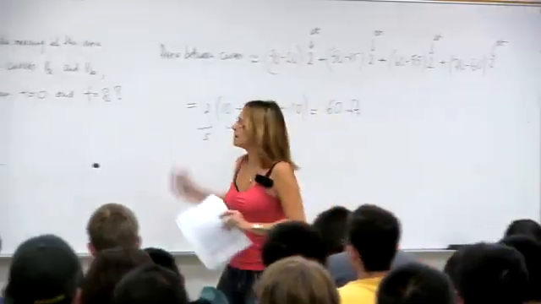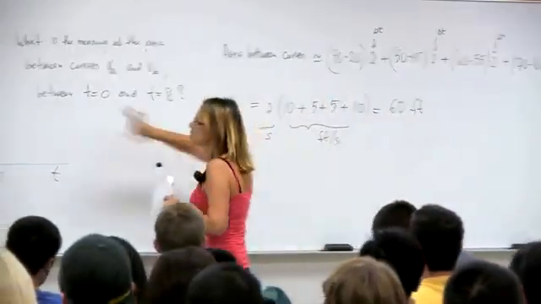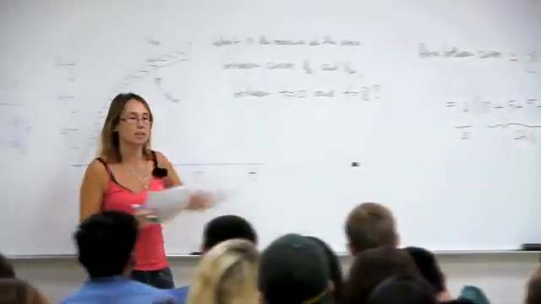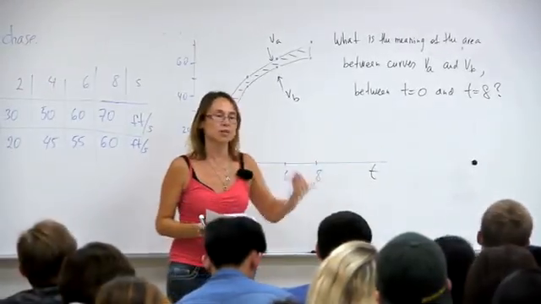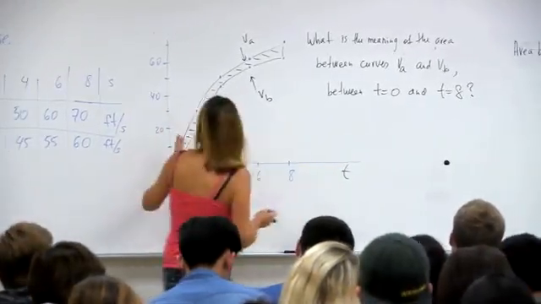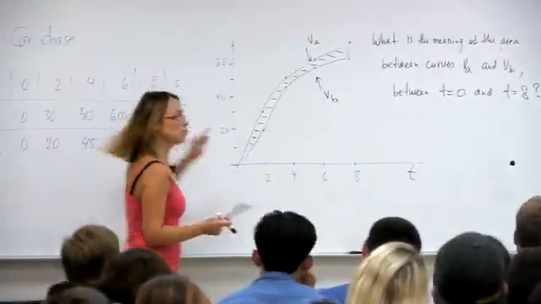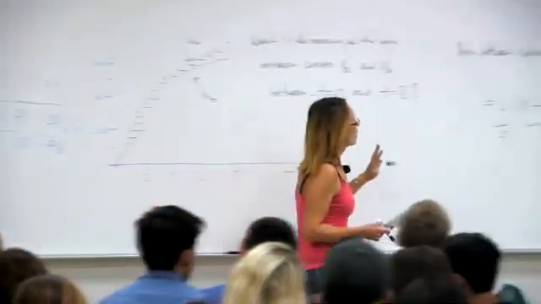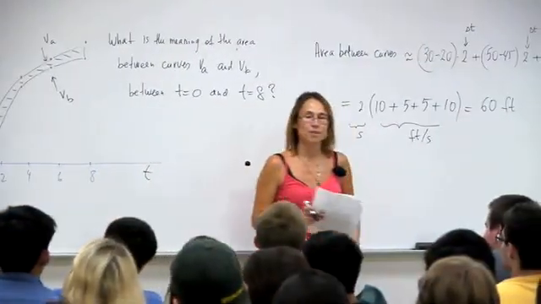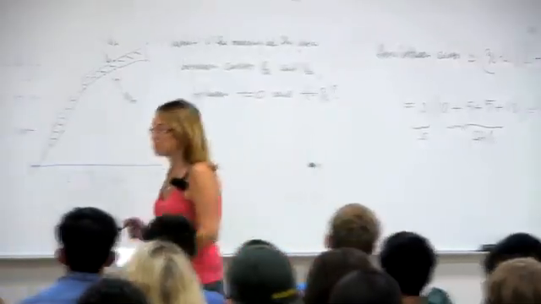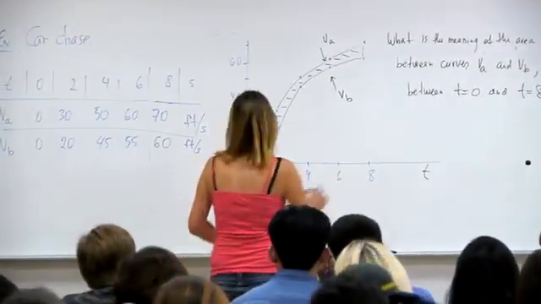So I went through the motions, right? I approximated the area between these two curves by using a Riemann sum with n equals 4, okay? But I don't know what it means. Let's think about the meaning of this calculation.